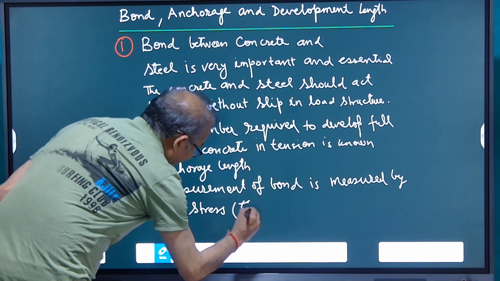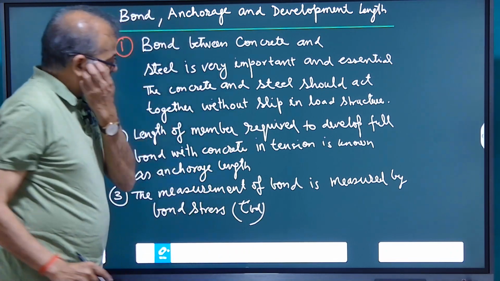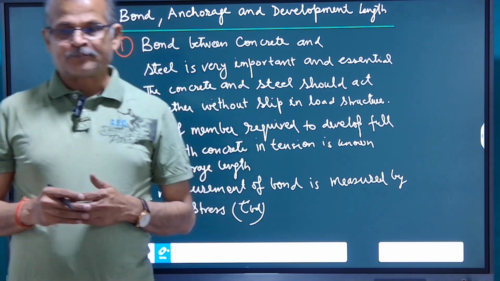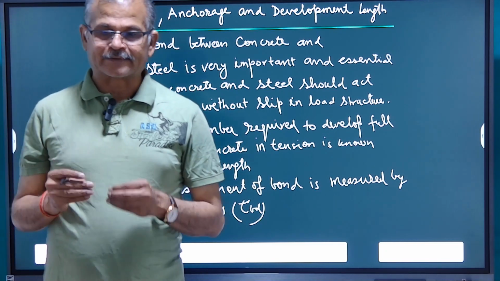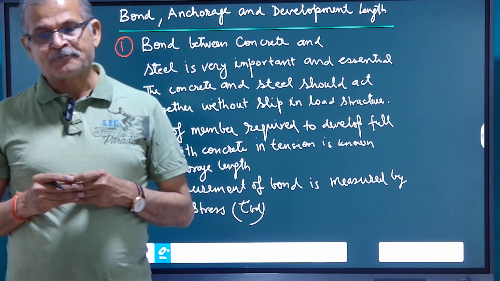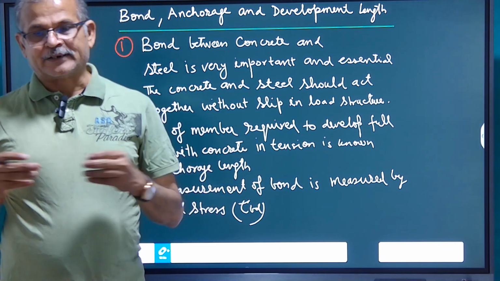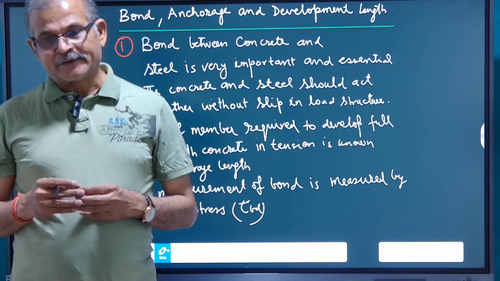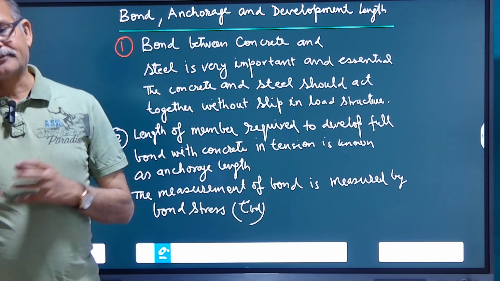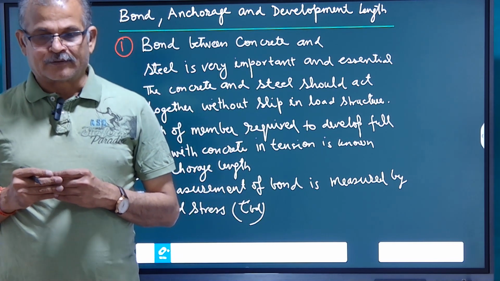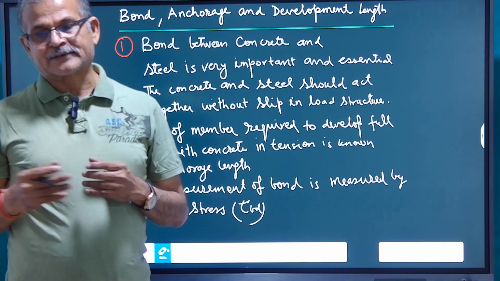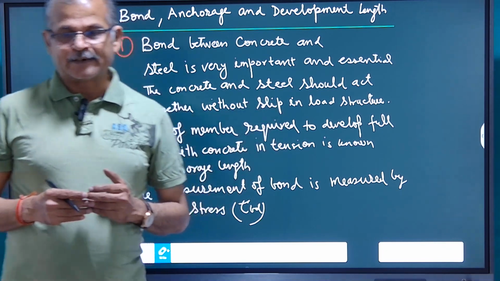denoted by tau bt. So three important points in this slide we have seen. One, the bond between concrete and steel should be such that steel should not slip out from the concrete under the load. Second, the length of member should be such that it should develop full bond with the concrete, so that length is known as the anchorage length. And third, bond is measured by the bond stress, that is tau. So we will study in detail in the coming slides.